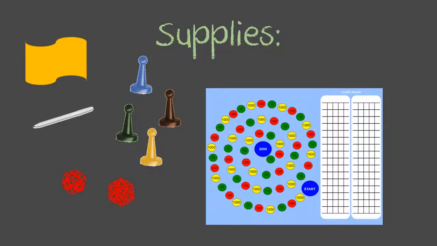The supplies that are provided in the pouch, along with your information guide and directions, will be a dry erase marker and eraser, pawns, a 6-sided die, a 20-sided die, and a game board.